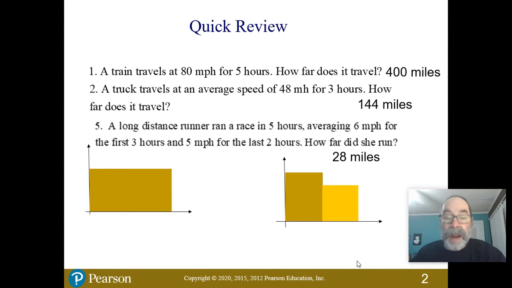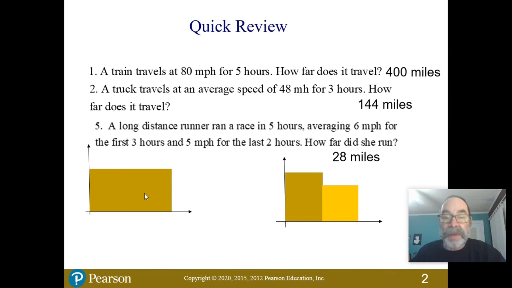Now, which graph would go with each of these problems? So the first one, we're going at 80 miles per hour for 5 hours. So this is your velocity graph, and you're always going 80 miles an hour, okay? So that's that part right here, and then we're going to go for 5 hours, so we stop it right here. So a way to do this is to do a graph with the velocity, and then the area that you have here on a velocity graph would tell you your distance.